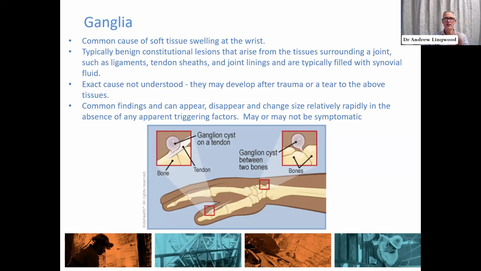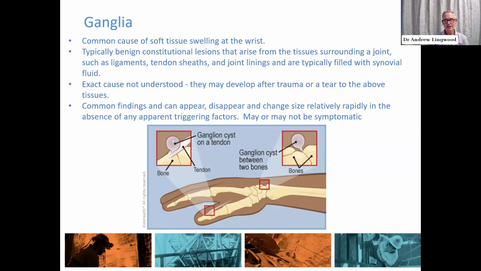A person will have a bump on the back of their wrist that they can see. They are typically benign underlying lesions. They are thought to arise from some of the tissues surrounding the joint, like maybe the joint capsule or its lining, some of the ligaments or tendon sheaths around the joint, and they're often filled with synovial fluid, which is the fluid that lubricates our joints.